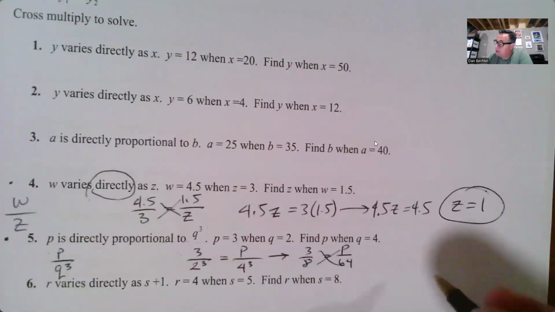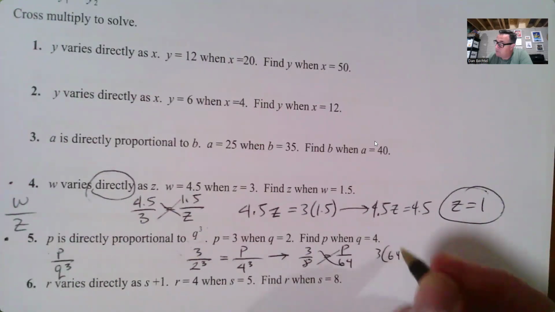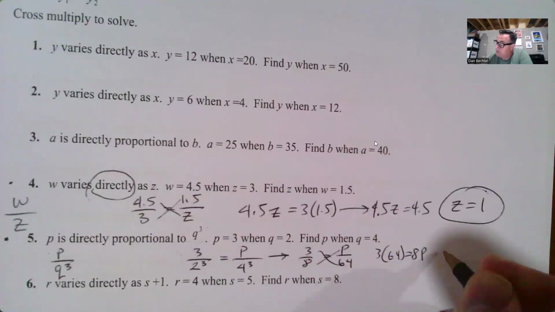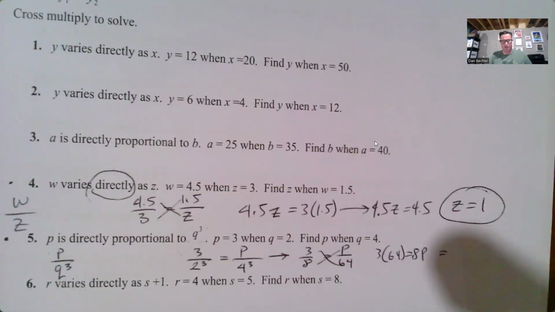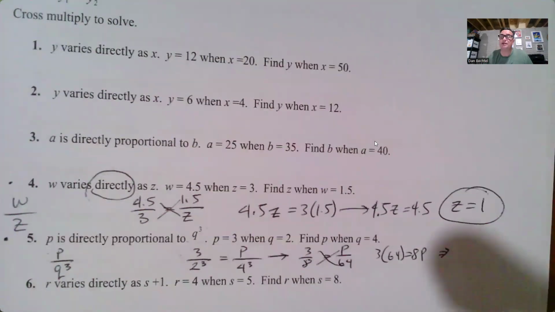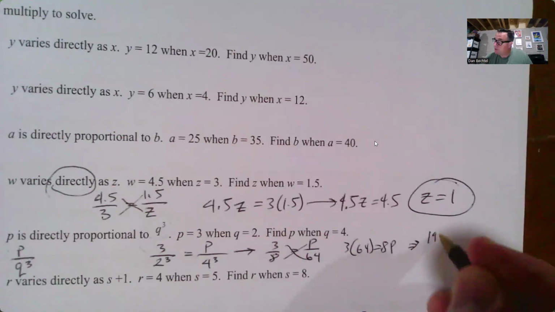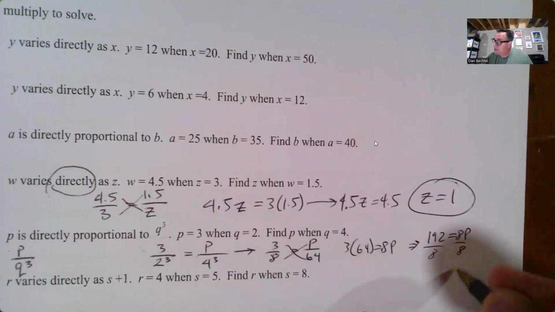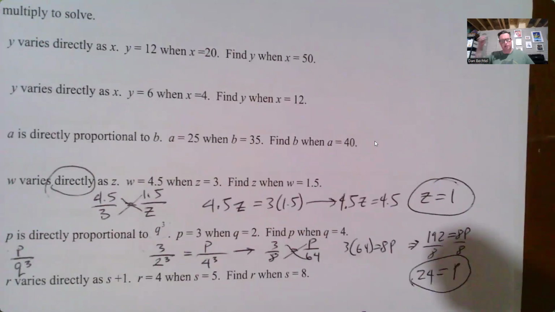When we cross multiply, we're going to get 3 times 64 is going to equal 8P. I actually don't know 3 times 64 off the top of my head, so I'll be using my calculator on my phone to put that one together. 3 times 64 is 192. So what we'll get is that 192 is equal to 8P. And if I divide both sides by 8, I will get that P is equal to 24.